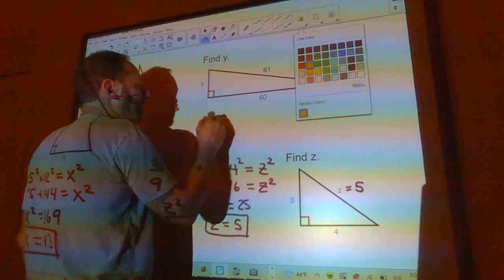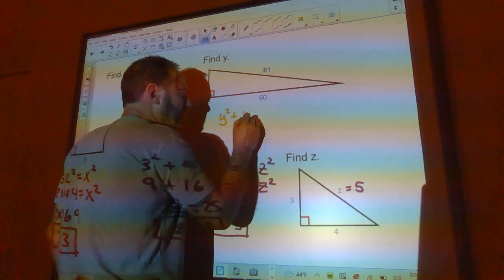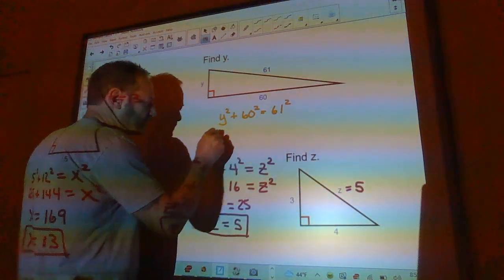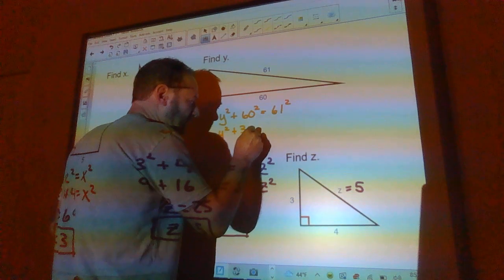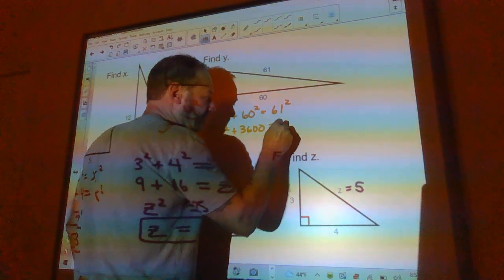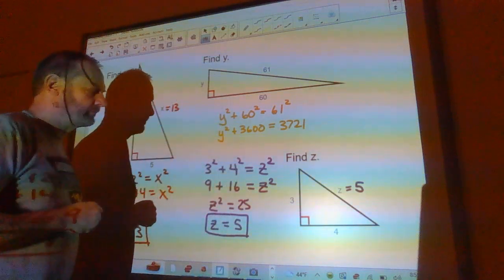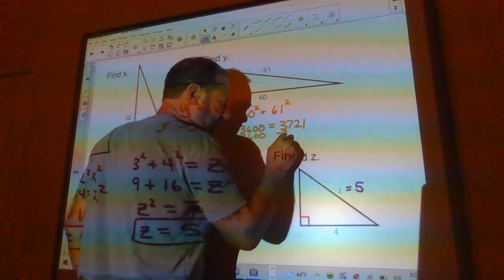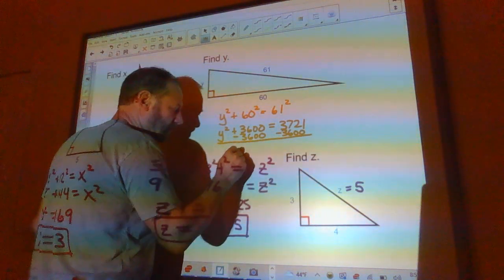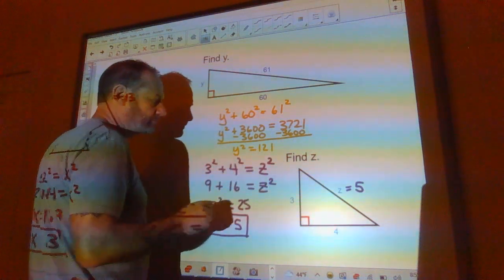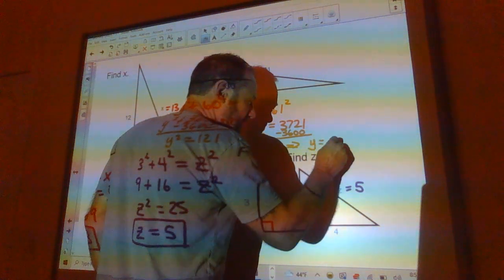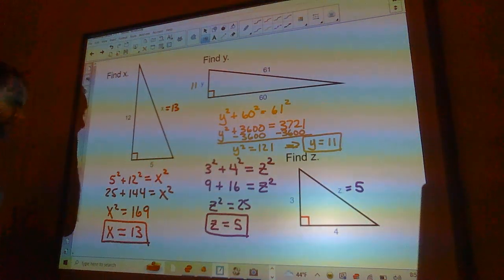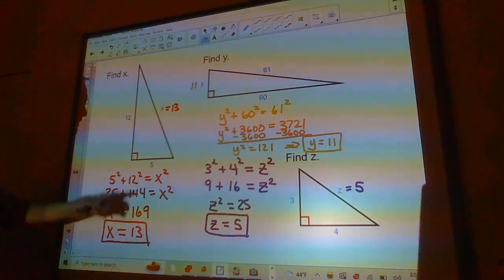Okay, so in this one, my leg y squared plus my other leg 60 squared equals 61 squared. So of course we all know that 60 squared is 3600. And I'm sure you all know that 61 squared is 3721. Okay, we're going to go ahead and subtract 3600 from both sides. And we get y squared equals 121, which implies that y is 11. So that's 11. So hopefully you got both of those.